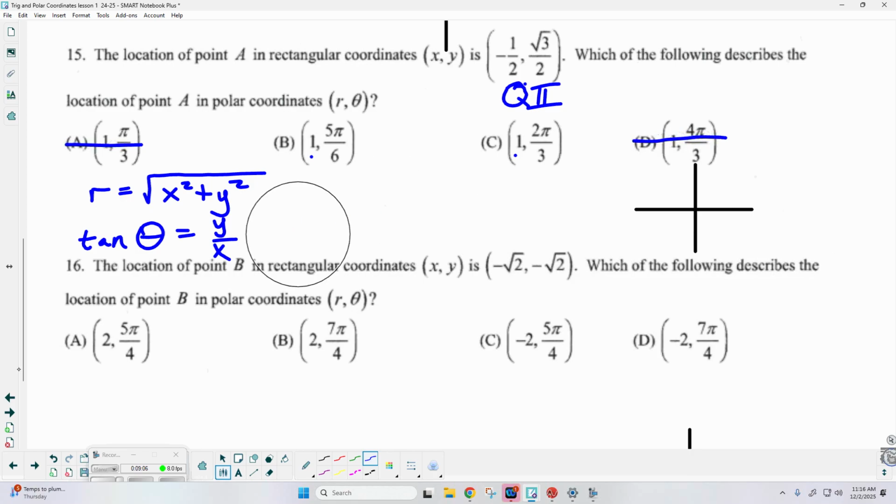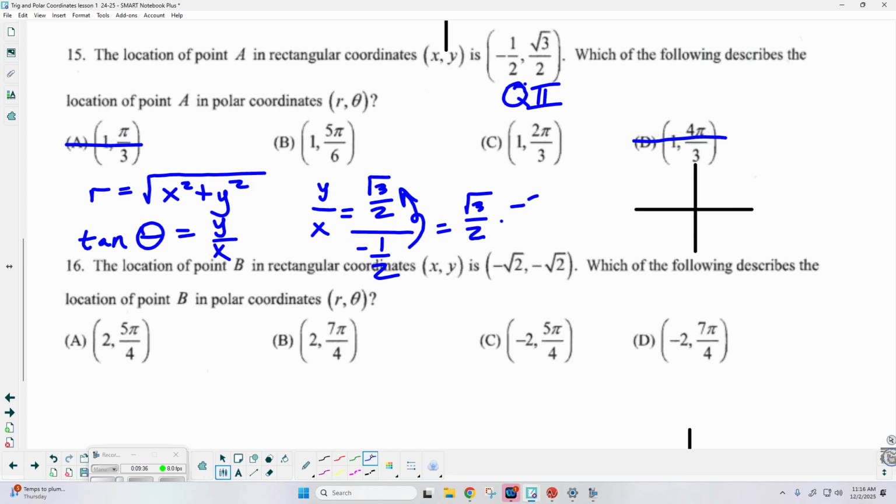All right, so now we have to find the angle theta. That's what's going to help me find my answer. So tangent of theta equals y over x. First thing I need is y divided by x. The y value is square root of 3 over 2 divided by a negative 1/2. Now we're dividing by a fraction. What's that mean? We're going to multiply by the reciprocal. So square root of 3 over 2 times negative 2 over 1. The 2 and the negative 2 cancel, so I'm getting a negative root 3.